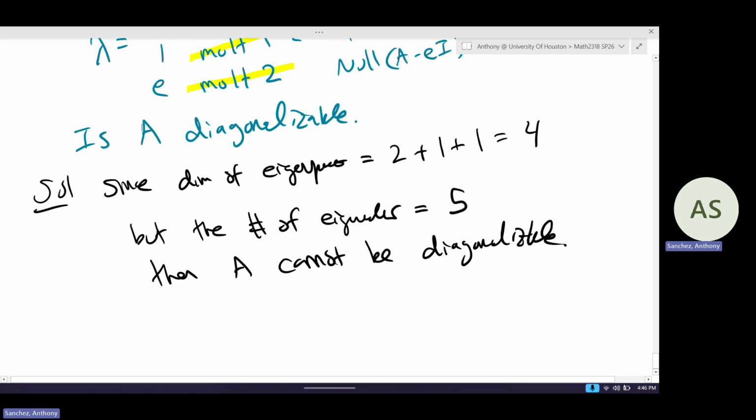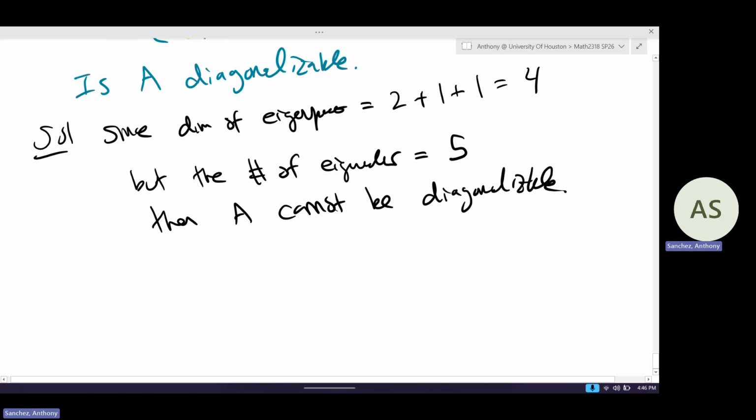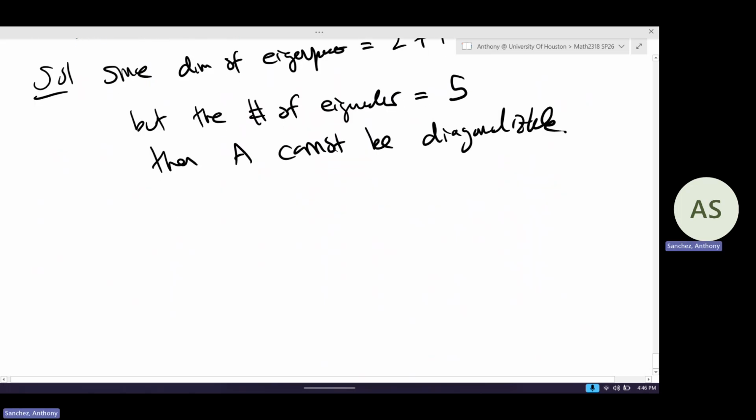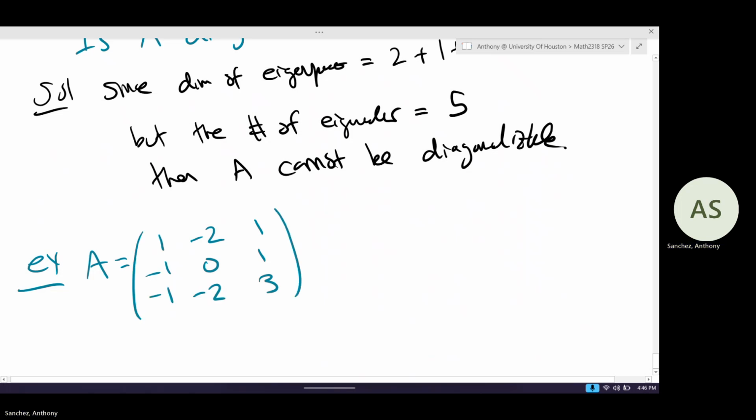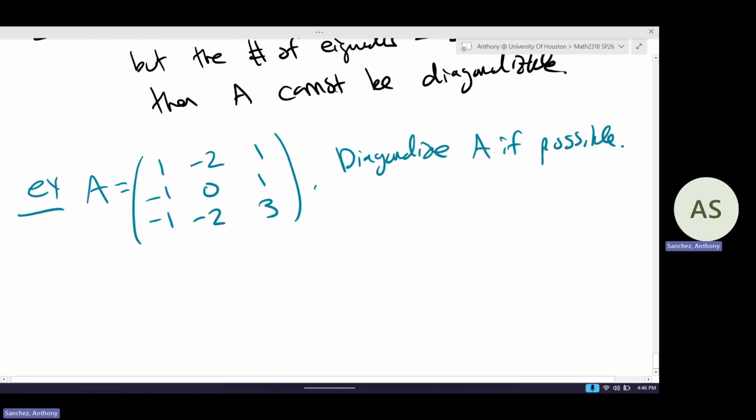All right. And armed with that, I'm going to finish off with one last example. It'll be kind of a quick one, just so you guys are able to digest everything. So example, let A be the matrix with rows 1, -2, 1; 0, 1, 3; -2, -1, -1. Diagonalize A if possible.